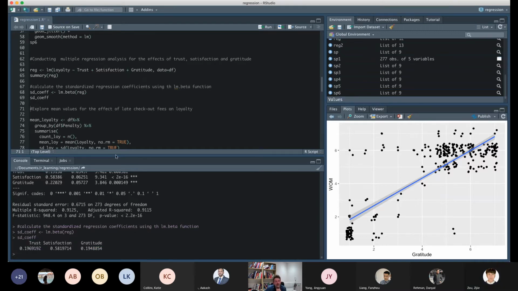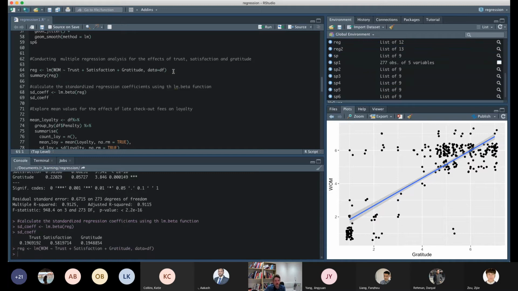Okay, good. So that's basically everything. Now we know we have positive relationships, which was kind of expected. It's kind of obvious that trust, satisfaction, and gratitude have a positive effect on relationship performance variables. We only looked at loyalty. Obviously, we can also look at word of mouth as dependent variable.